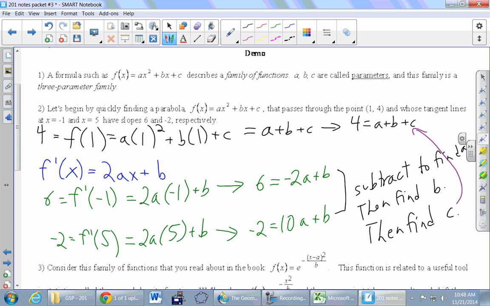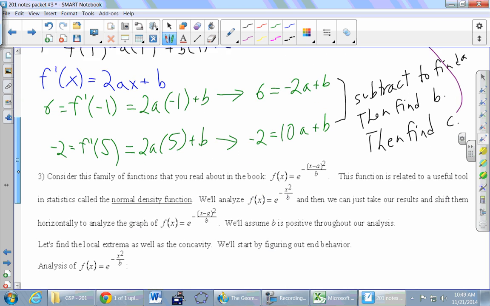Questions on the process? And what's kind of cool from my perspective is that you have the ability to create formulas that have very precise properties. Like you can make this parabola go through the point 1,4, and you can make the tangent line at -1 have exactly a slope of 6, and the tangent line at 5 have exactly a slope of -2. And if you wanted to change your mind and change those numbers, you could build a different parabola that has those properties. Okay, let's move on to 3, which is going to involve some more intense calculus and algebra.